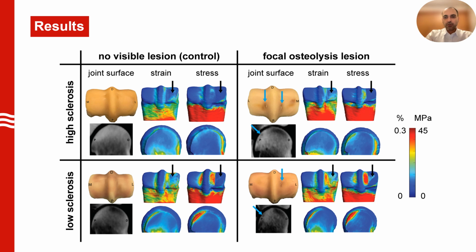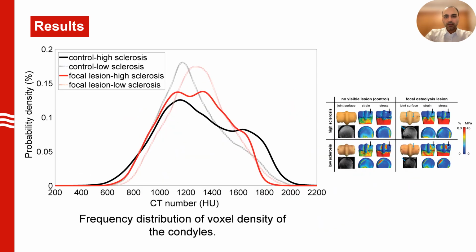Our results show that stress and strain concentration occurs in the parasagittal grooves. However, in comparison, only one of the specimens with focal osteolysis showed elevated strain levels in the parasagittal groove. On the other hand, one of the specimens with no visible injury showed elevated strain as well. This made us look into the adaptation of the condyles in these specimens.